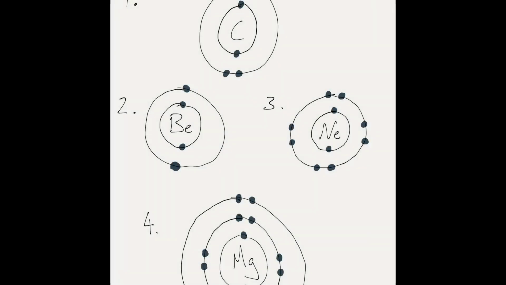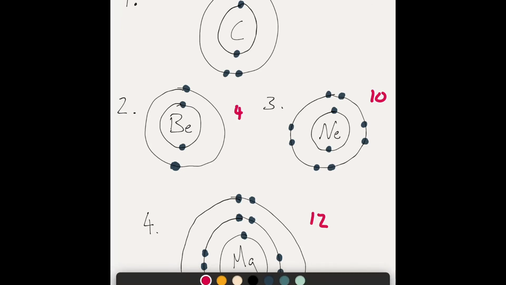Okay, so these were your answers. This is what you should have found for the 4 questions here. And just to check, just to explain how I got to each one very quickly, carbon has 6 electrons, beryllium has 4, neon has 10, and magnesium has 12.